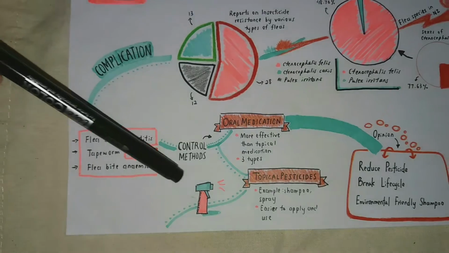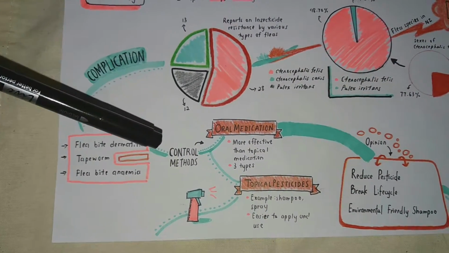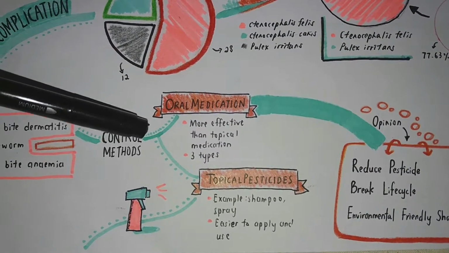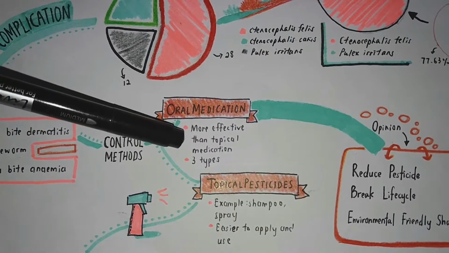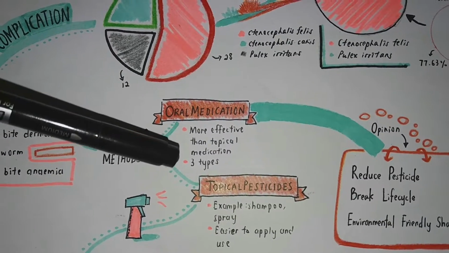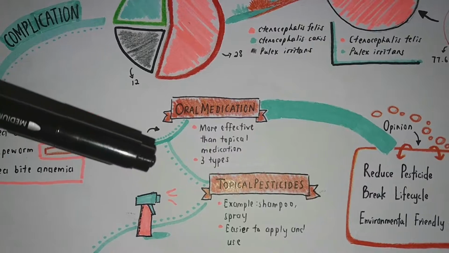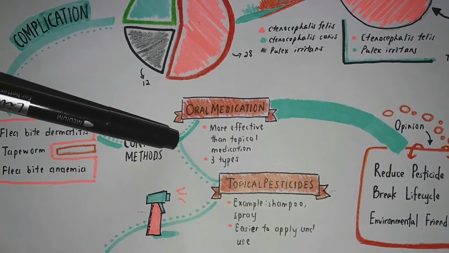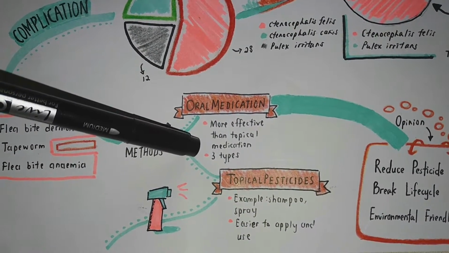So, control methods of fleas are separated into a lot of categories. However, these two are the major categories. The first category is oral medication. It is more effective than topical medication. It has a long-lasting effect of 12 weeks of protection after just one dose. Some dogs, however, might react badly to the medication, and it is not easily mitigated if a reaction occurs.